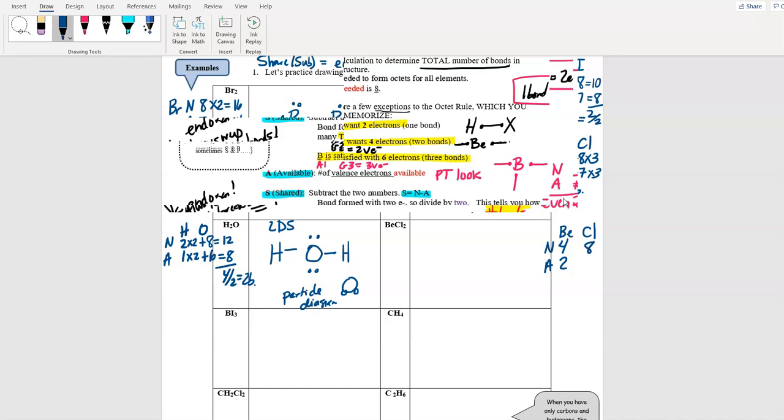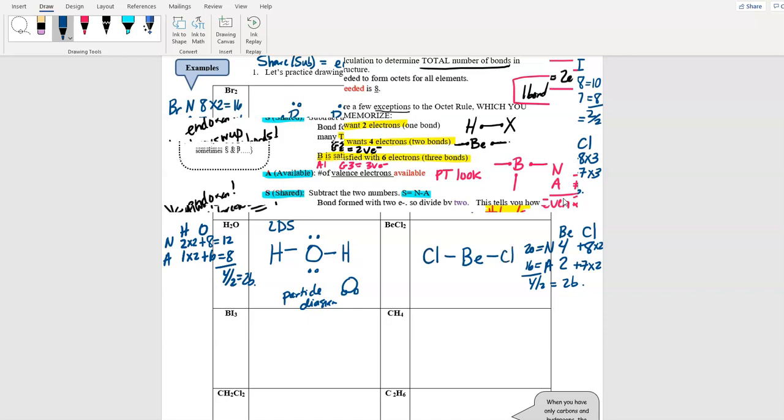Chlorine needs 8, but times 2. So 16 plus the 4 is 20. Chlorine has 7 valence, but times 2. So 14 plus 2 is 16. Subtract, divide, 2 bonds. So you know beryllium is the star, and you've got to have 2 bonds and a chlorine on each side. Okay?